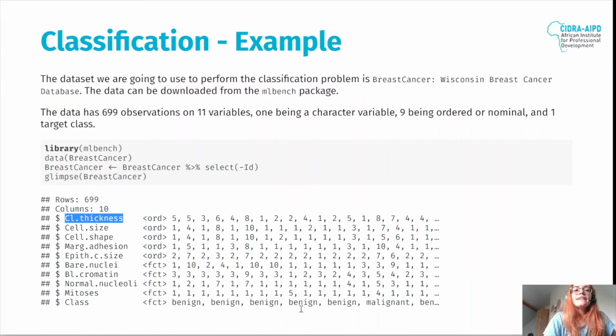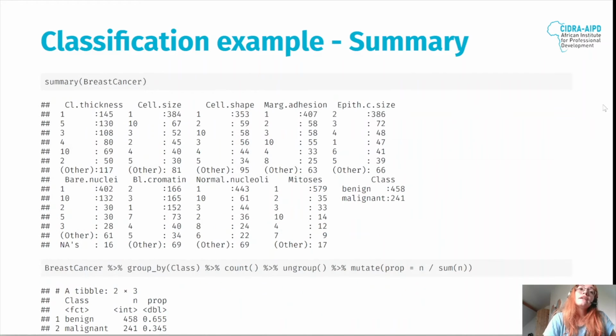So again, the class is benign or malignant. And we can actually see a summary of the data. So, summary of breast cancer. We can see that, for example, the most common thickness is 1, followed by 3, followed by 5, followed by 3. For the cell size, the most common one is 1.